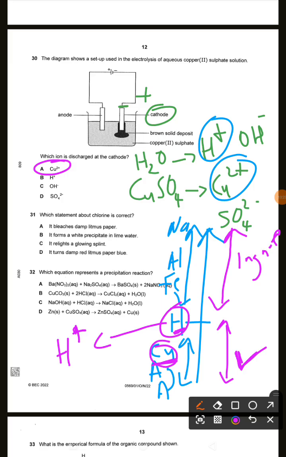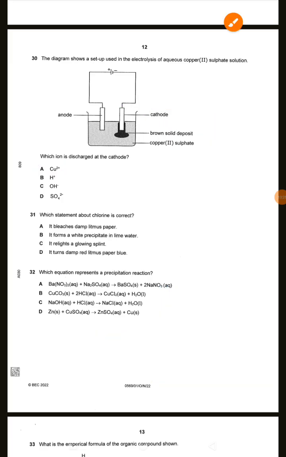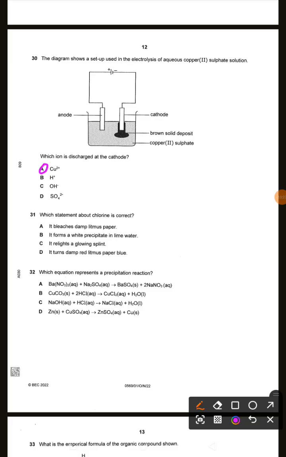Okay, let's move on. So our answer here is, of course, A. Which statement about chlorine is correct? It bleaches damp litmus paper.